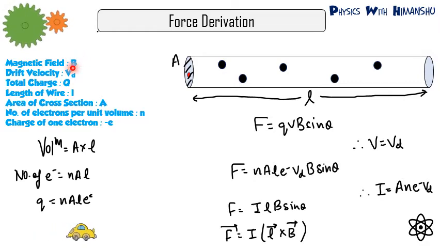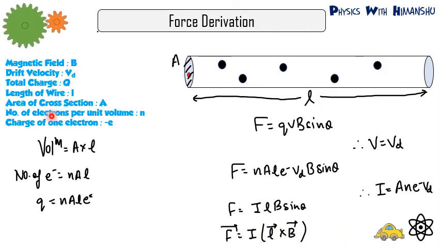The magnetic field we will denote by B, drift velocity by Vd, total charge by Q, length of wire by L, area of cross section A, and we will have one very important parameter called the number of electrons per unit volume. It will be small n, and the charge of one electron we will take as minus e. Now this number of electrons per unit volume is a parameter which depends on the type of material. So if it is a metal, n will be more. If it's an insulator, n will be less.